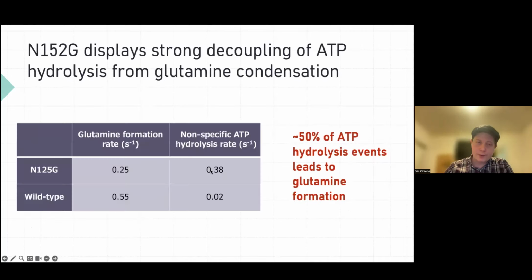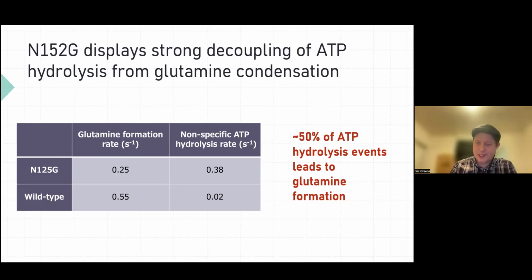With this assay, what we found was that for N152G, there's about the same rate for its non-specific ATP hydrolysis as its glutamine formation rate. By contrast, for wild type, this is about a 30-fold difference in these 2 rates. So this suggests that about 50% of the ATP hydrolysis events do lead to glutamine formation. And so this is a very decoupled, very inefficient enzyme from what should have been a very evolutionarily conservative mutation.